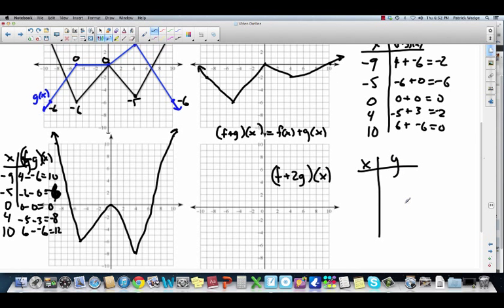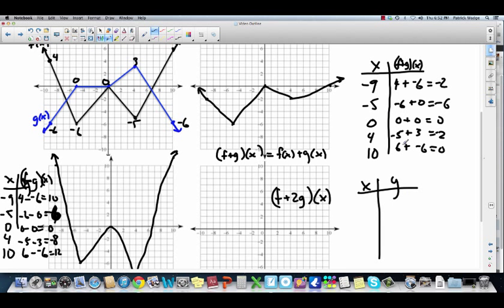For f plus 2g of x, that means at negative 9, you would take your f value, which is 4, and then you would add 2 times the output value for g of x, which is 2 times negative 6. So you get 4 plus negative 12 is negative 8. So your first point would be negative 9, negative 8. You're welcome to finish that one off if you want.